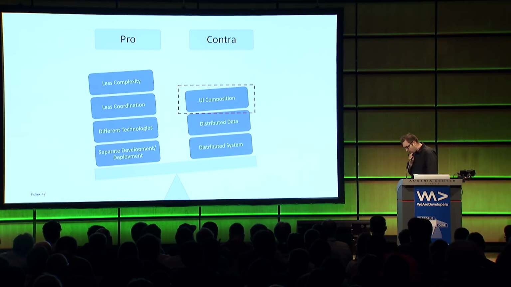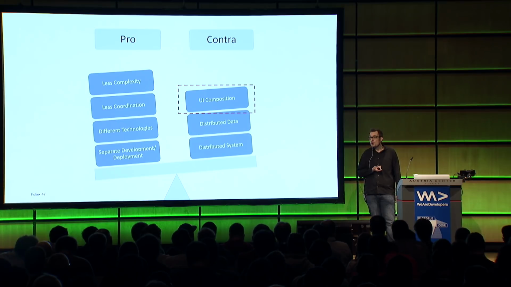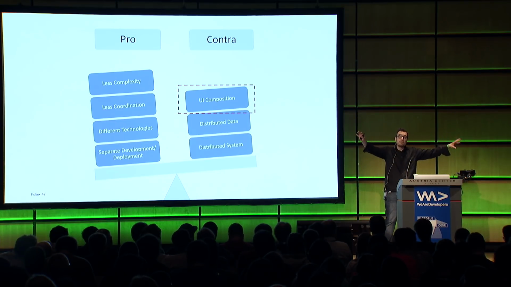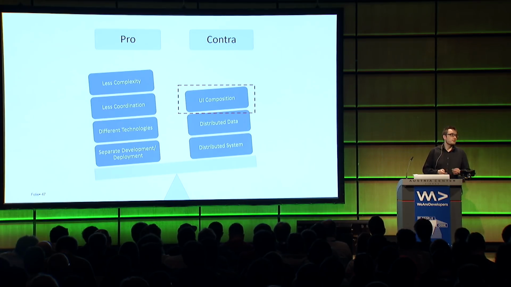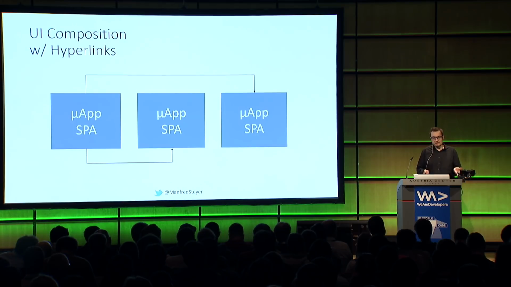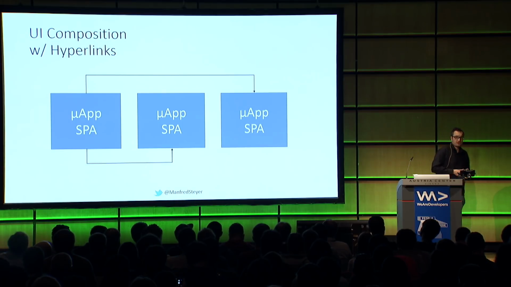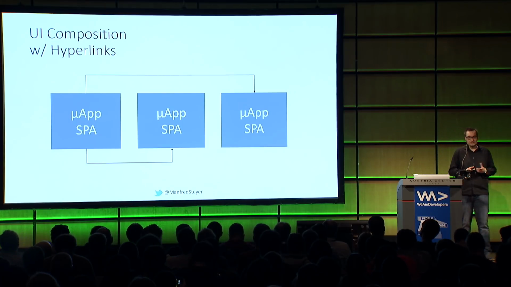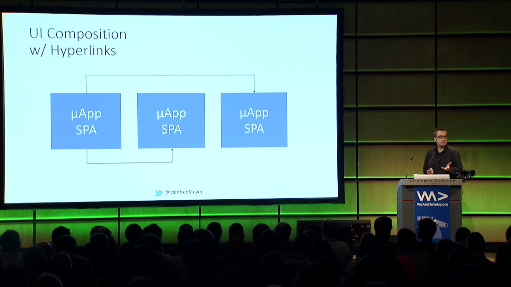So, of course, now the question arises, how can we do UI composition? How can we present all our applications as a common big application to the customer? And there are several solutions for this. The easiest solution is about using hyperlinks. Hyperlinks are the foundation of the World Wide Web, and it is really the easiest way to get started with this. But it also comes with drawbacks.